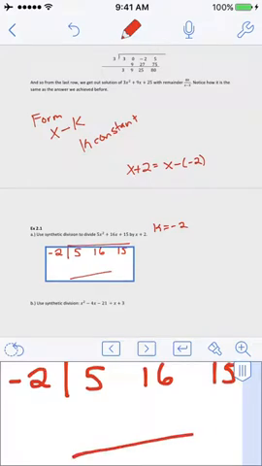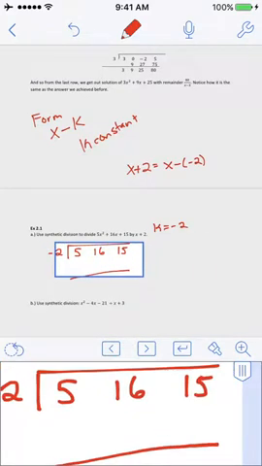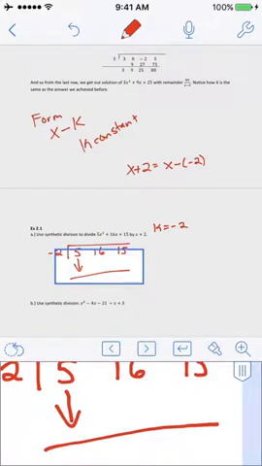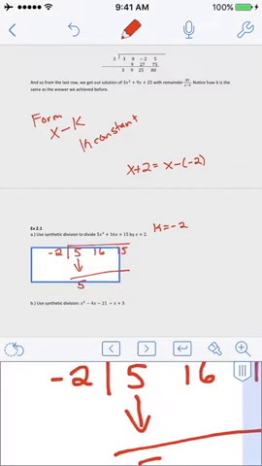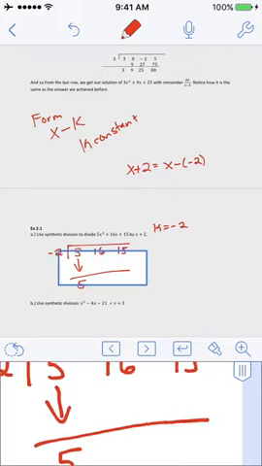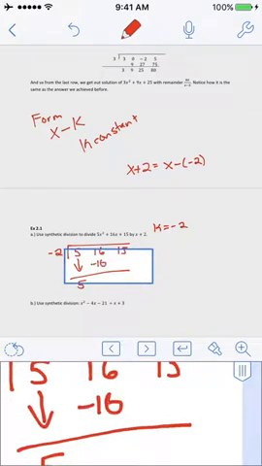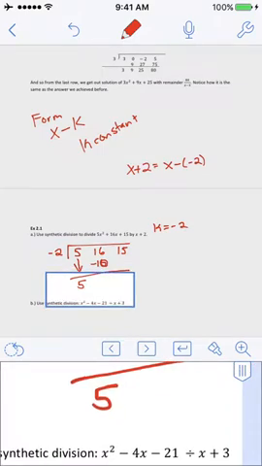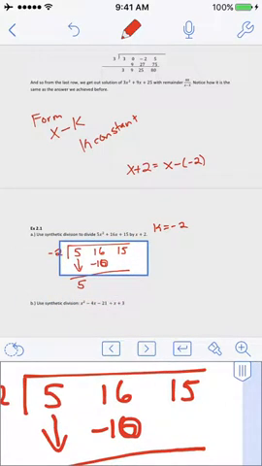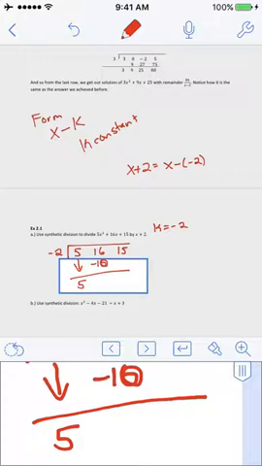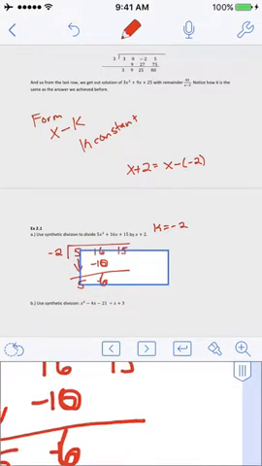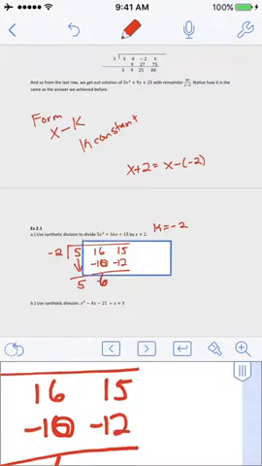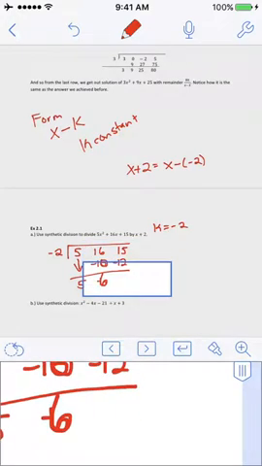All right, and then we're going to play a little game. And here's how the game goes. We are going to drop the first number. I like to say drop it like it's hot. We're going to drop it down here. And then we're going to multiply. So -2 times 5 gives me -10. So we multiply, drop, multiply, and now we're going to add. 16 plus -10 is +6. Then we'll repeat. 6 times -2 is -12. And we'll add 15 plus -12 is +3.